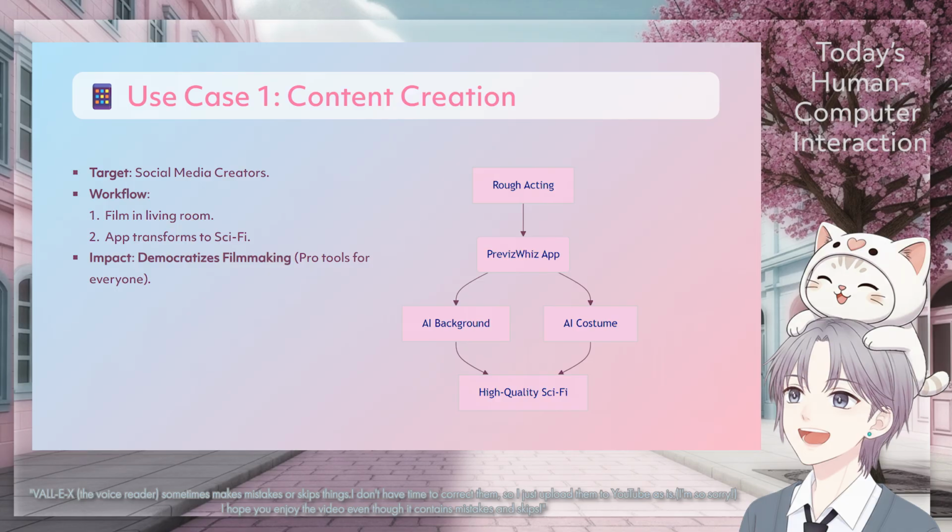But with technology like PrevizWhiz, a regular person could film themselves acting in their living room, and then use the app to turn that footage into a high-quality sci-fi movie scene. The app would use the user's rough acting as a guide, but replace the background and costume with AI generation. This democratizes filmmaking, making professional tools accessible to everyone.